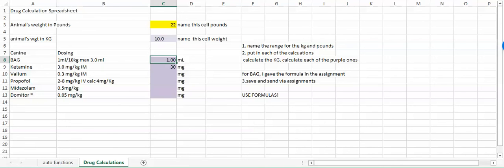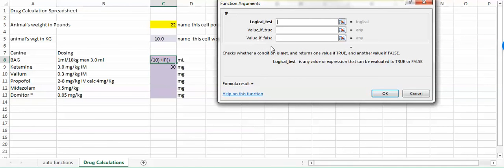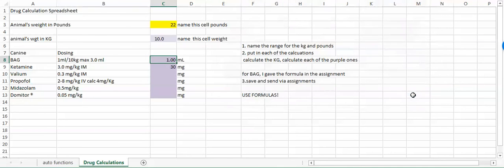And if you get stuck, you can just go here, point at the cells you want to use, and it will let you know how this works and remind you how this works. So that was a little introduction to if statements. I hope that this was helpful for you. Thanks.